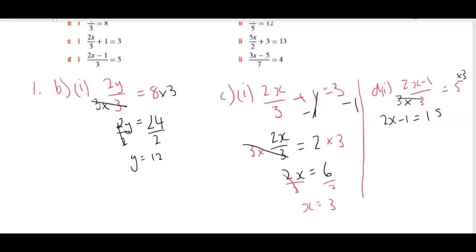And now I want to get rid of this minus 1. So the opposite of subtracting is adding. So when I add 1, negative 1 plus 1 gives me 0, so they disappear, and I add 1 to this side. So now I've got 2x equals 15 plus 1, which is 16. Now divide both sides by 2. So that disappears, and I'm just going to leave my final answer in red. So x equals 16 over 2, which is 8.